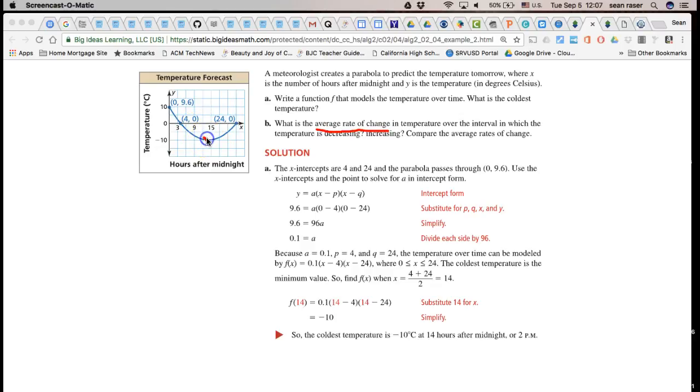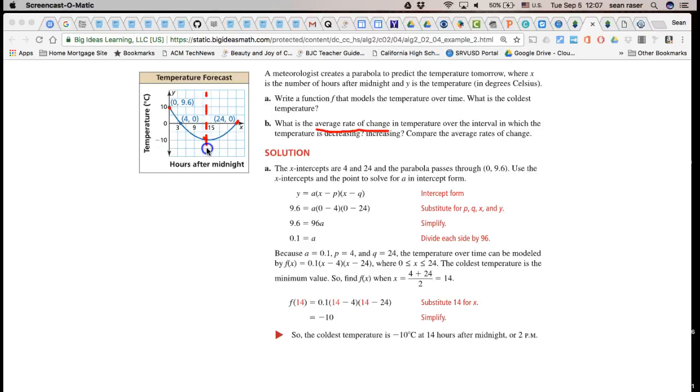Now, parabolas don't have slopes. Only straight lines have slopes. Parabolas are curved, so this has a slope that's constantly changing. But we want to know the average rate of change. So let's look at our parabola right here. We want to know what the average rate of change is over the intervals in which it's decreasing and increasing.